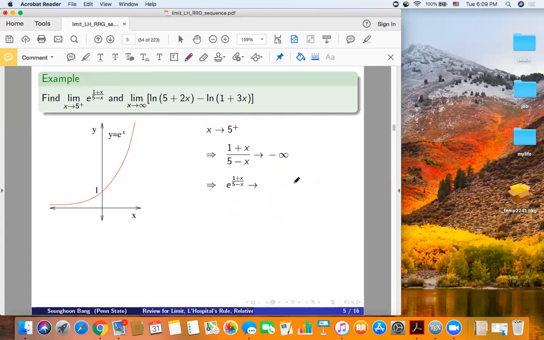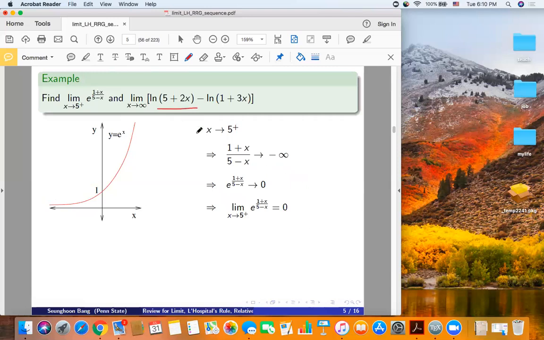So what happens to the exponential function here? The exponent approaches negative infinity. The exponential function is the red curve, and the red curve approaches 0. This is the whole idea. So this is 0, and this is the answer.